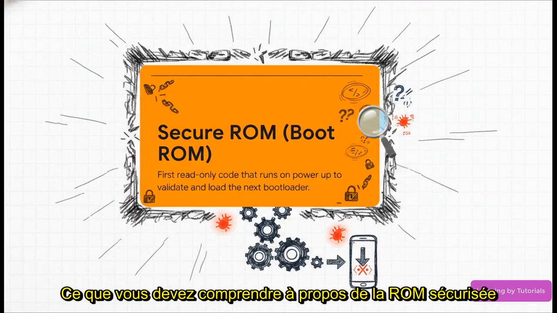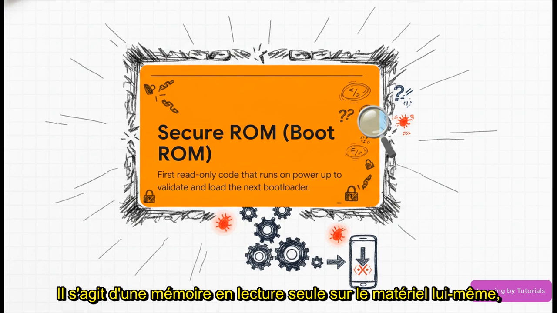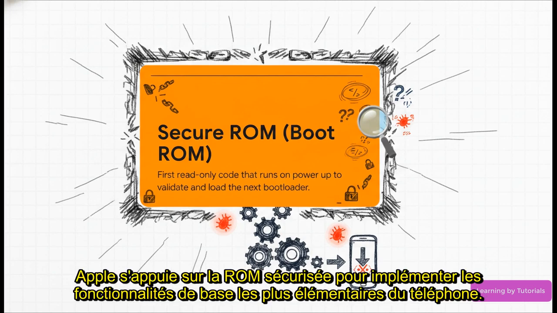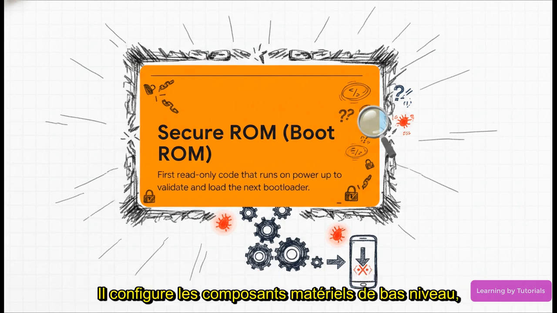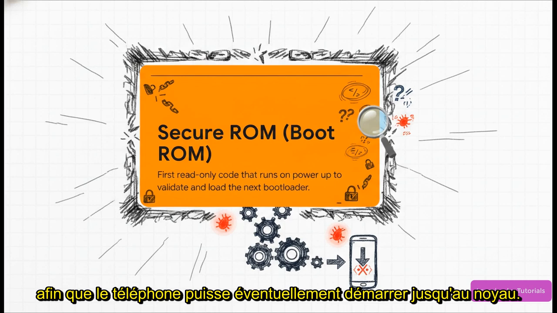The thing you have to understand about the Secure ROM is that it is burned directly into the silicon. It is read-only memory on the hardware itself, which means software updates can never patch any bugs found here. No way, no how. Apple relies on the Secure ROM to implement the most basic core functionality of the phone. It sets up the low-level hardware components, and it strictly validates the next stage bootloader, so the phone can eventually boot all the way to the kernel.